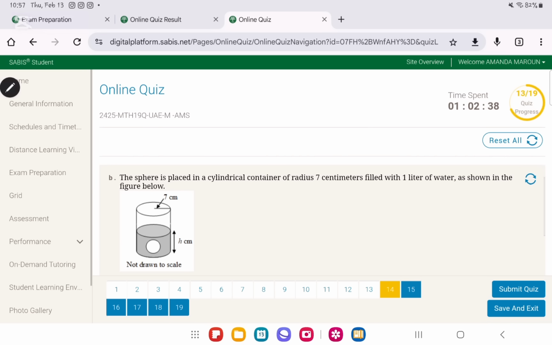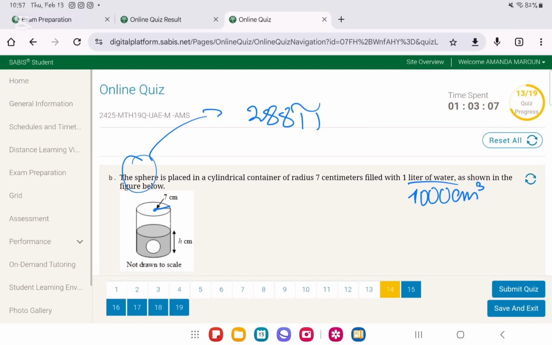Now, very simply, again, let us read what they wrote. They said this sphere, the sphere that we calculated above to have a volume of 288 pi, is placed in a cylindrical container of radius 7 centimeters. So the cylindrical container has a 7 centimeter radius. They told us that it's 1 liter of water, so 1,000 centimeters cubed. This is the volume of water as shown in the figure below. They need us to find the height h.